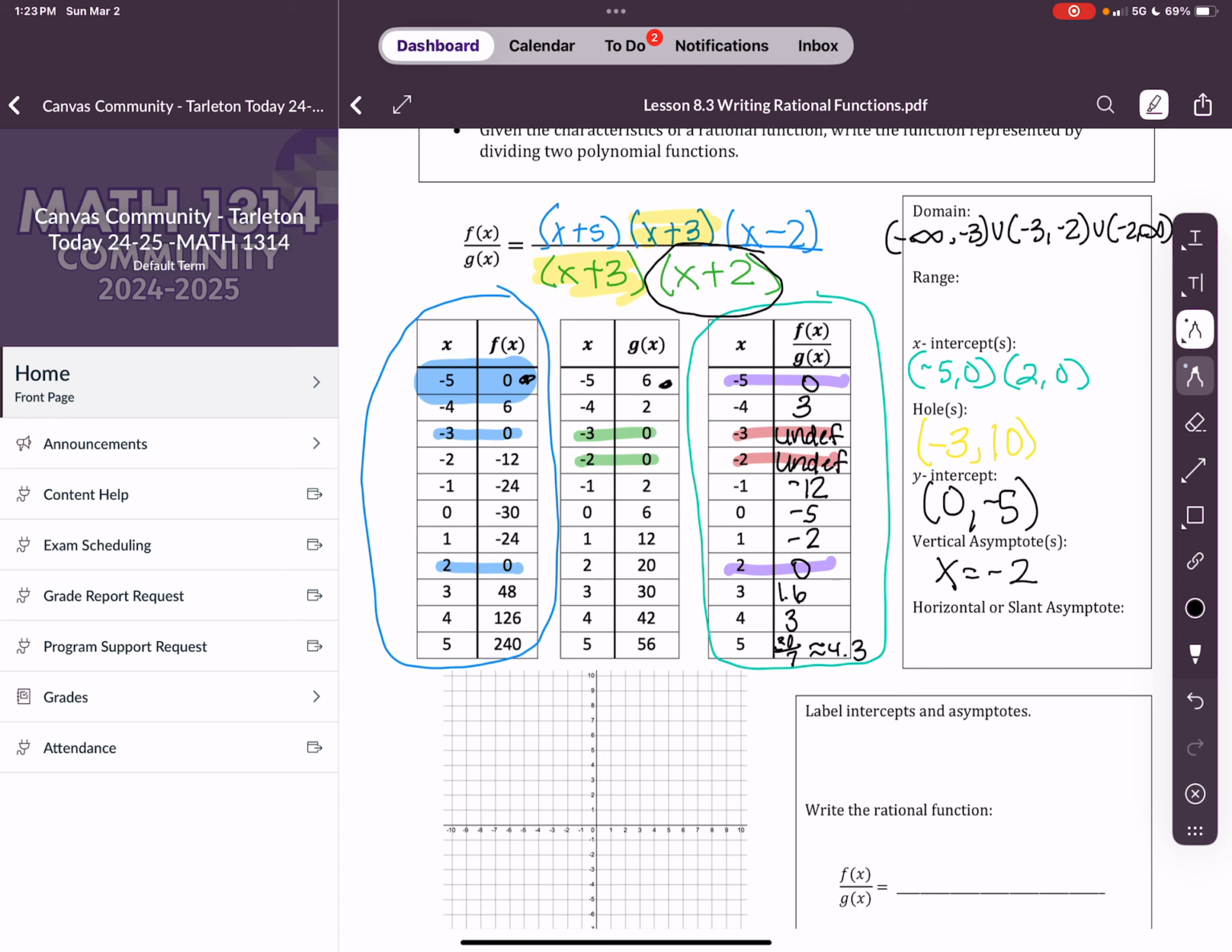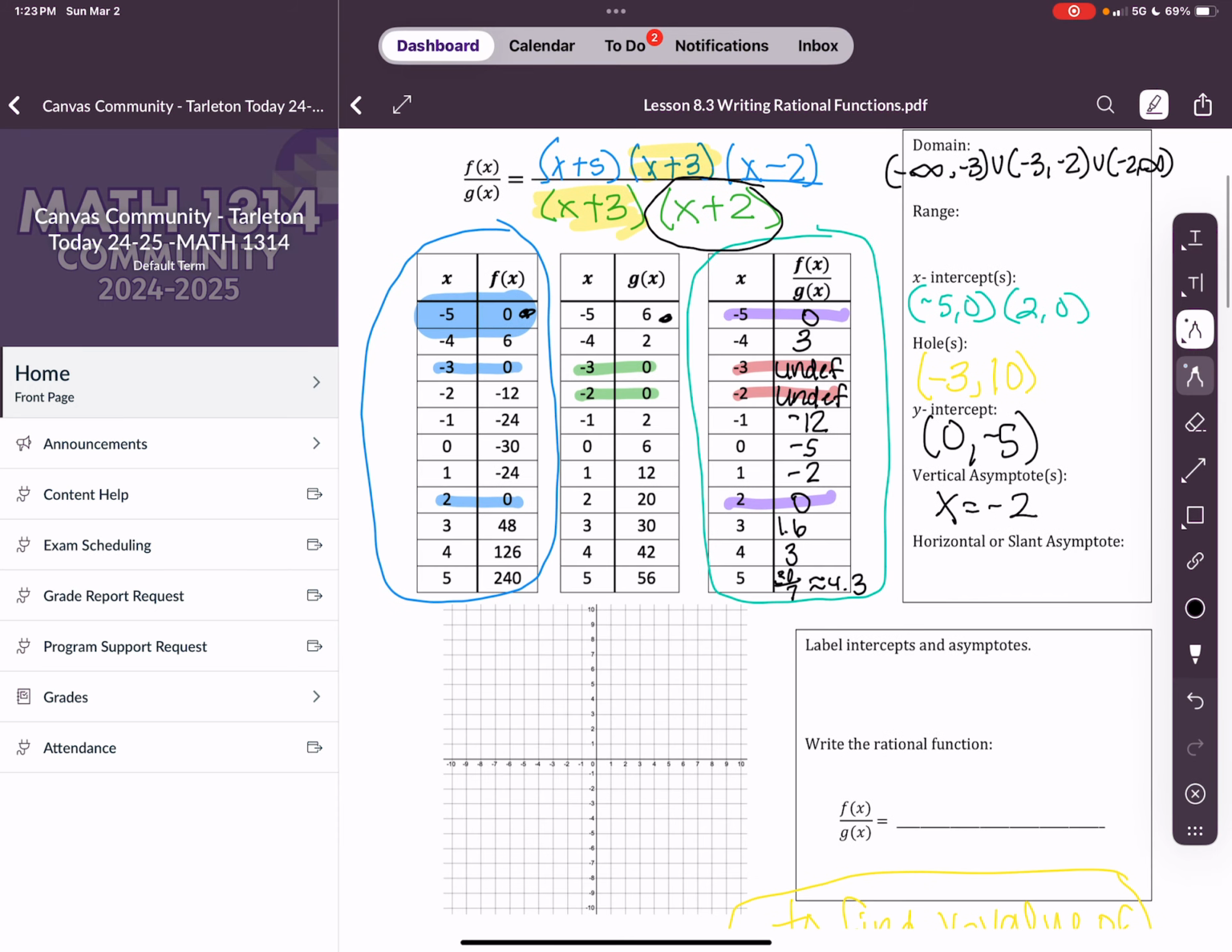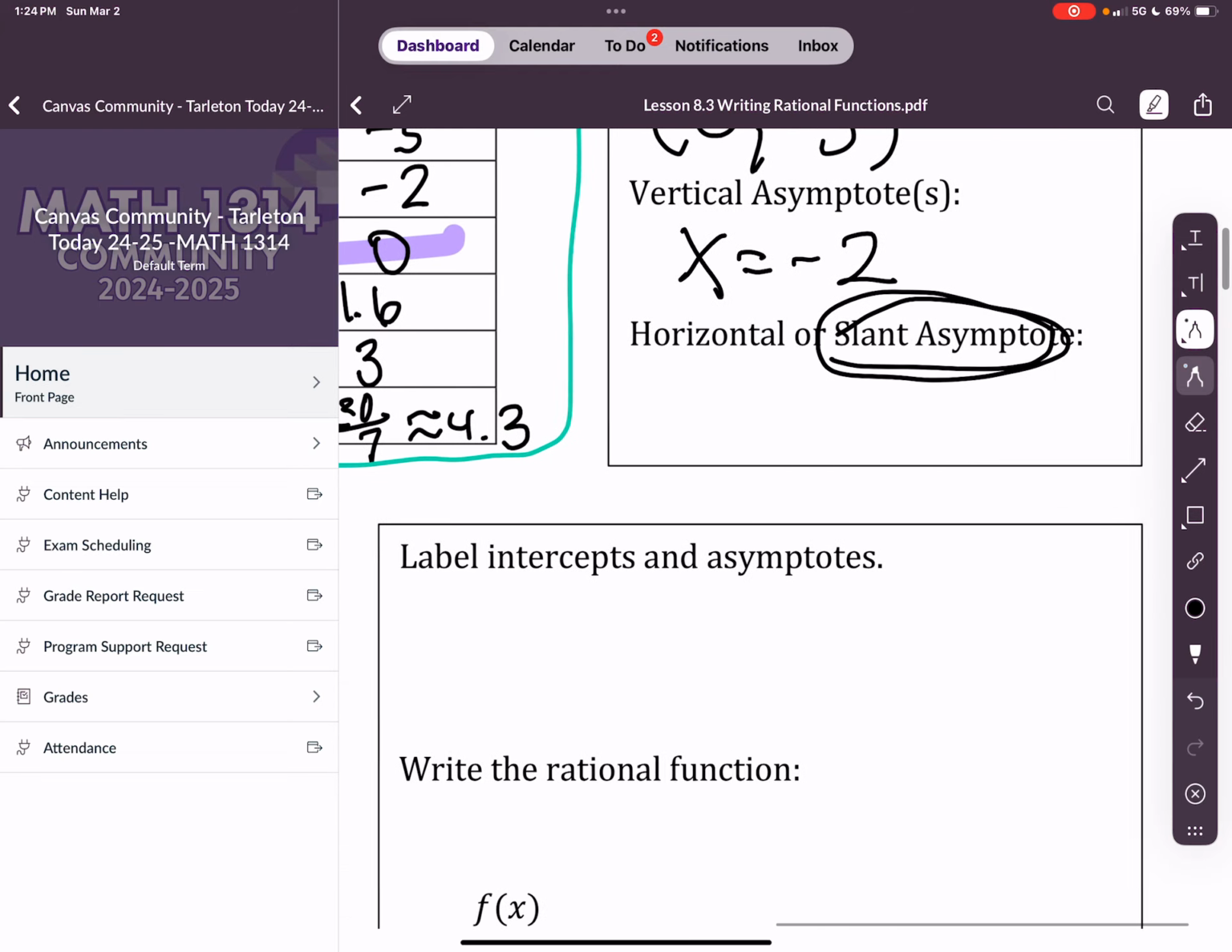Okay, now one thing we talked about in class on Friday was that if the degree of the numerator is greater than the degree of the denominator, we are going to have a slant asymptote. One way you can look at it, because our equation is in factored form right now: how many factors do we have on the top? Well, we have 3. And how many factors do I have on the bottom? I have 2. Because I have 3 factors in the top and only 2 in the bottom, that's how I know it has to be a slant asymptote, okay? And so we need to find what the equation of this slant asymptote is.